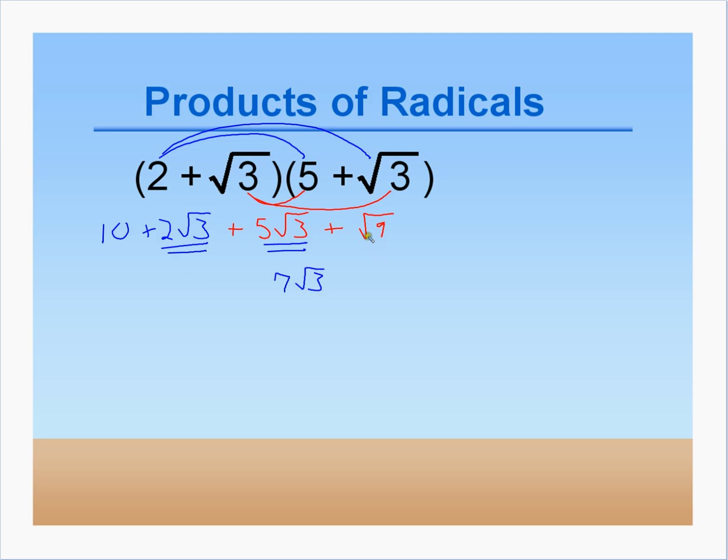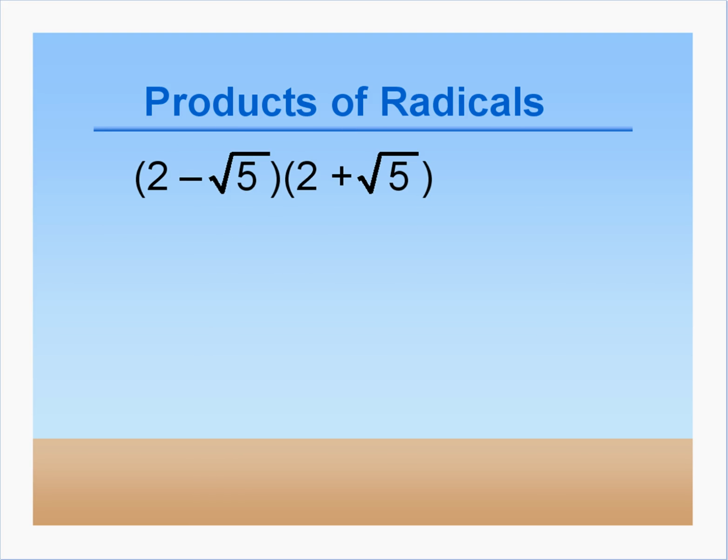And now I want to think a little bit here. The square root of 9, that's 3. And so we had a 10 plus a 3, and that's 13. So we have 13 plus 7 root 3.